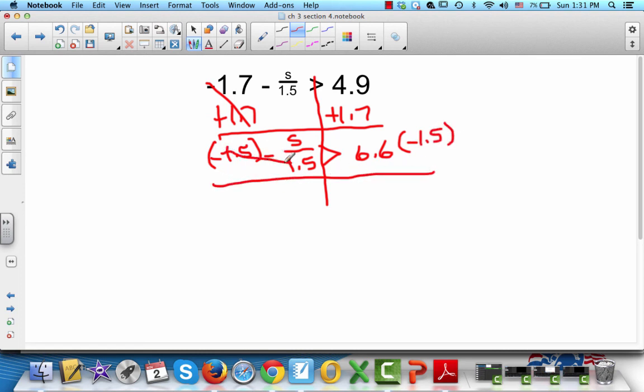Okay, so these cancel each other out, and you're left with s is, we multiplied by a negative. So if you multiply by a negative, you have to switch the direction of the inequality, so it becomes less than. And 1.5 times 6.6 will give us negative 9.9.